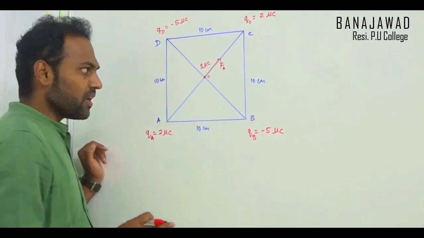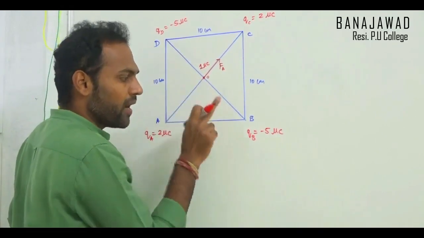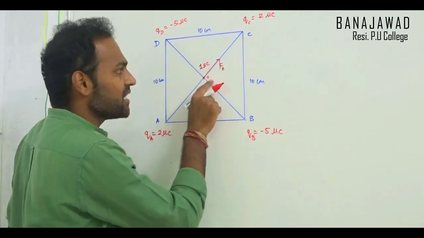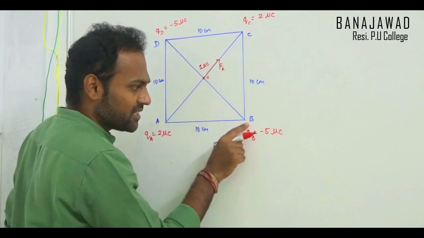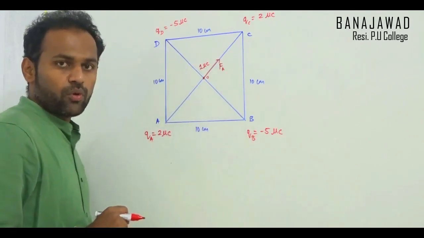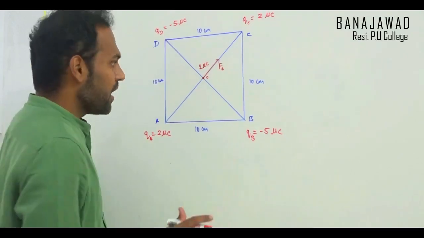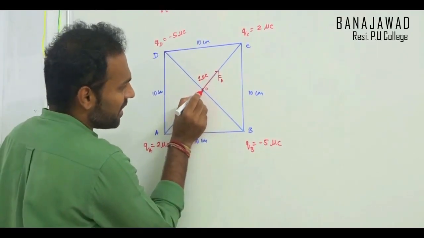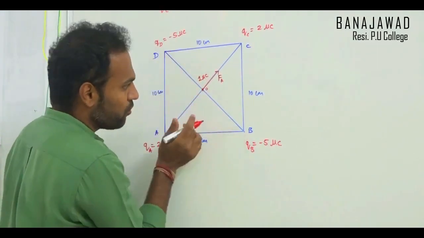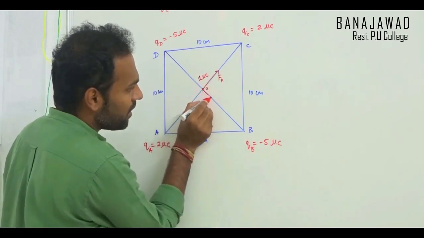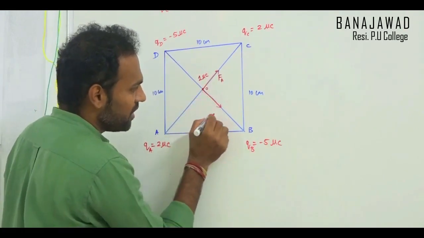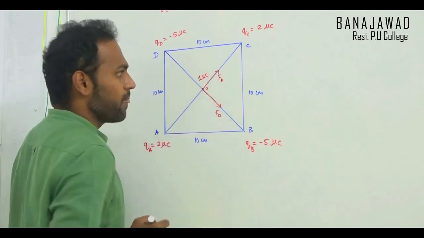Next one. Force between charge at O and charge at B. See, charge at O is plus 1 microcoulomb, charge at B is minus 5 microcoulomb. It means both are opposite charges, then what kind of force should be there? Attractive force. Attractive means it should be acting in this direction. I cannot show it away now, I should show it towards. That's why that attractive force will be acting in this direction. I will name it as FB.